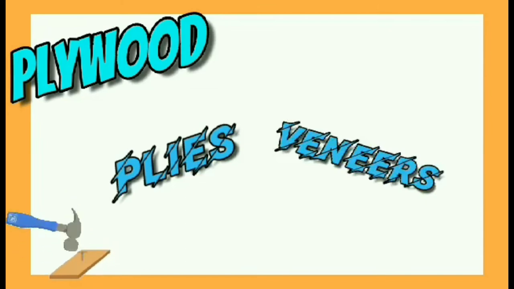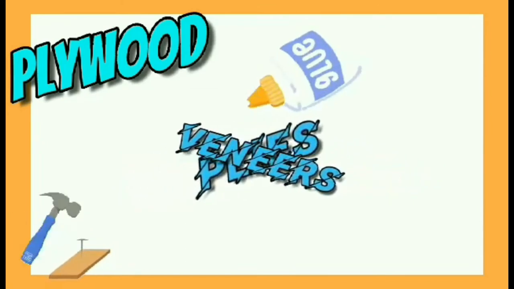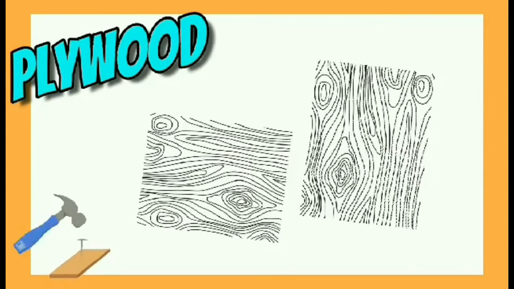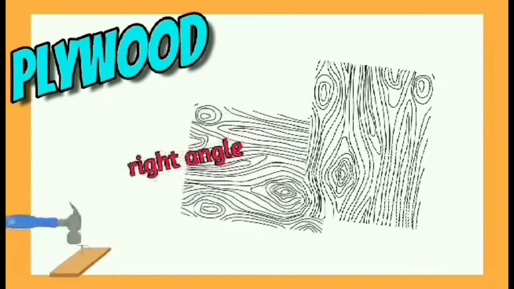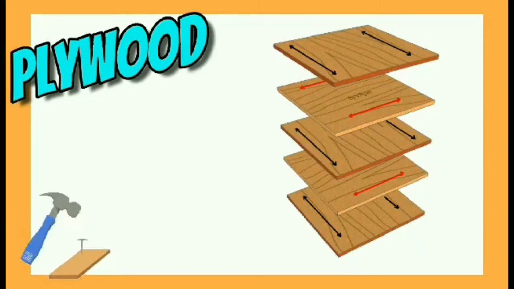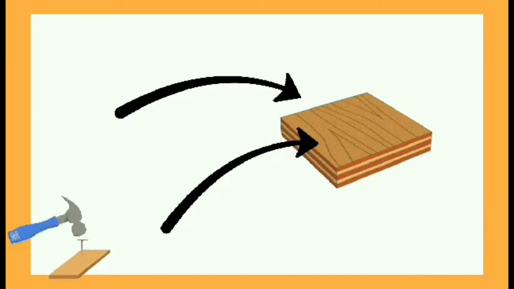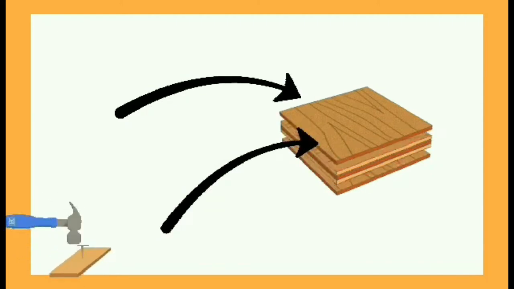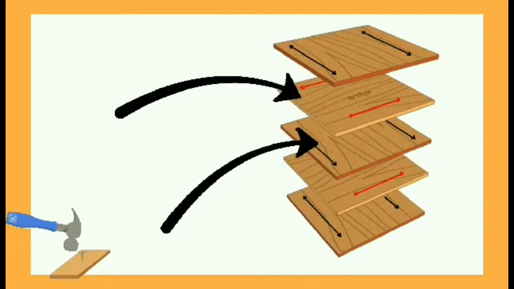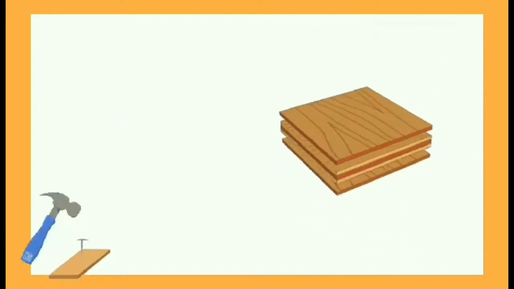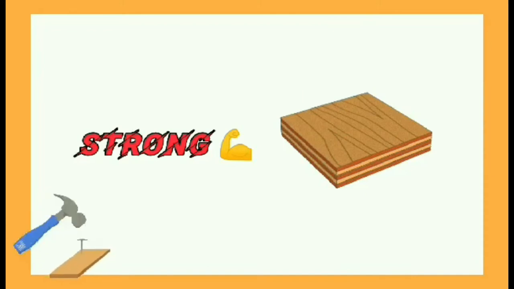It is made of several thin plies or veneers of wood that have been glued together. Each ply or veneer is glued so that its grain is at right angles to the grain of the previous ply. As you can see in this example, the veneers are perpendicular to each other so that they form a 90 degree angle, so it will make it strong. So the next one is hardboard.